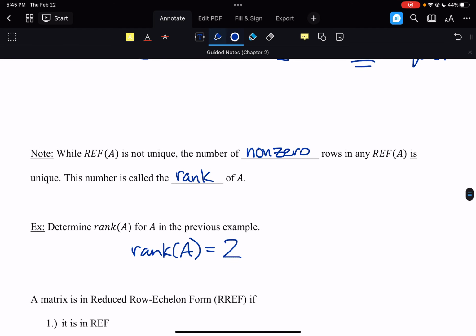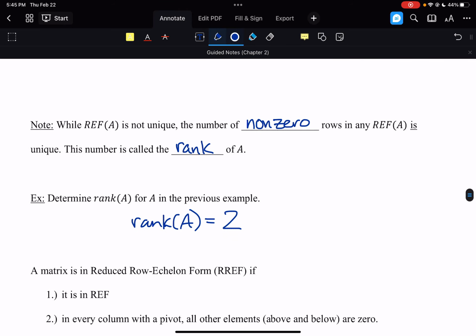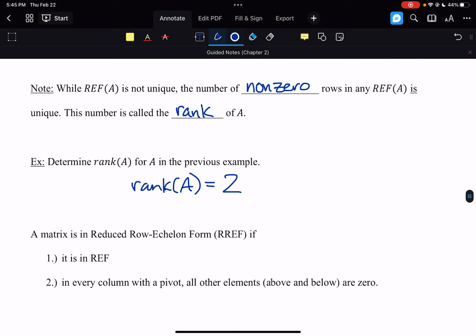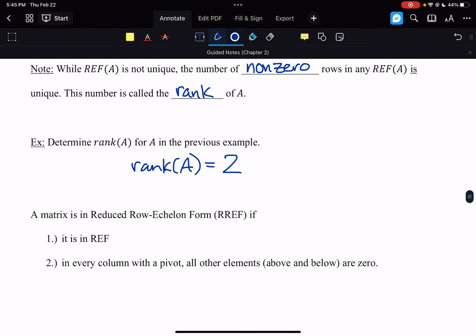Now, we can further reduce matrices like this, and we can put them not only in row echelon form, but in reduced row echelon form, abbreviated RREF. In order for a matrix to be in reduced row echelon form, it must first be in row echelon form, so what we've been talking about, and in every column with a pivot, all other elements above and below are 0.